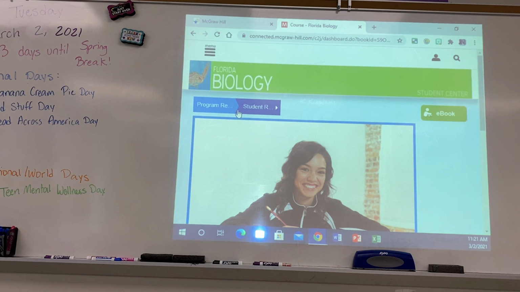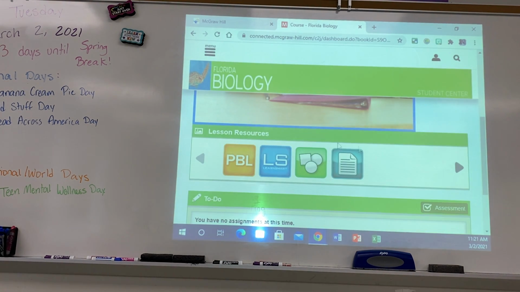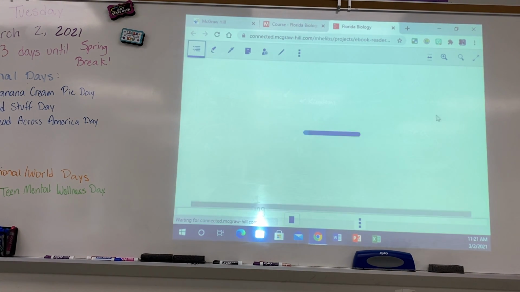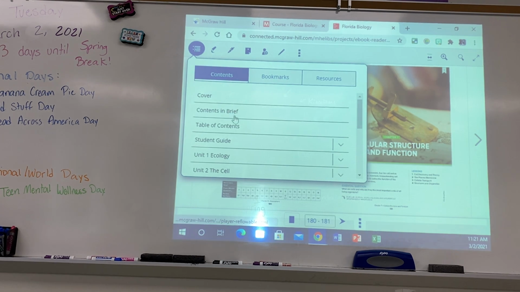You need to be off your phones and you need to be paying attention to what I say in case you need to do this at home. Once you get into the textbook, whatever textbook it is, you do not need to do anything down here. All you need to do is access your ebook. So click on ebook, and that will open your textbook. This button here is your table of contents. Once you click on it, it has the textbook table of contents.